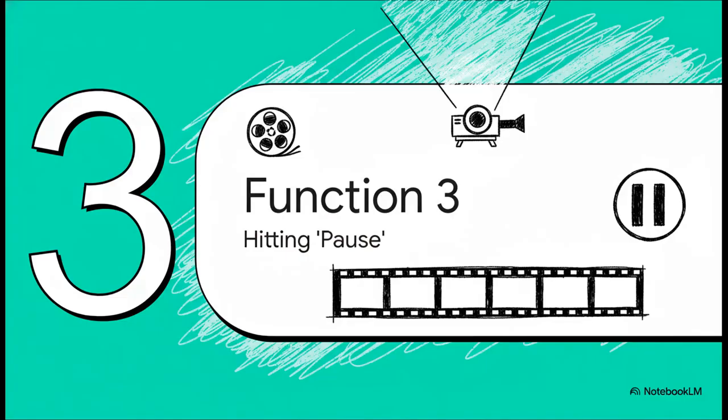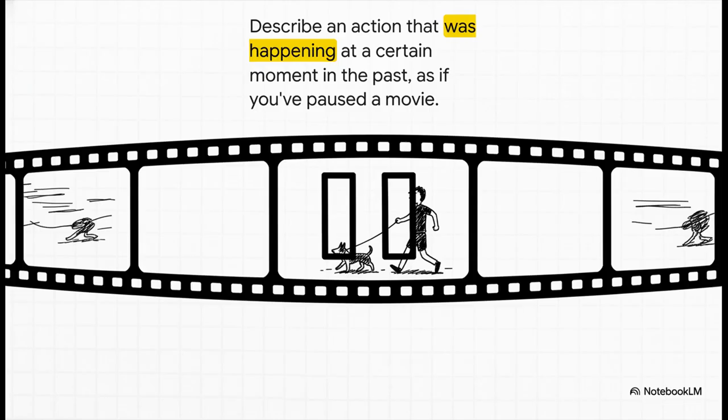And now for our third and final function, hitting pause. I want you to imagine you're watching a movie, and you just hit the pause button right in the middle of a scene. The imperfect tense is what lets you describe exactly what was happening in that frozen moment. Yep. When you want to say that something was happening or that somebody was doing something, you're talking about an action that was in progress. And that, my friends, is the imperfect's third big job.